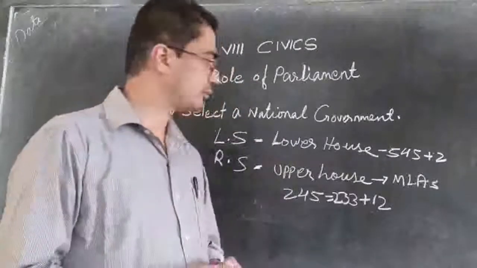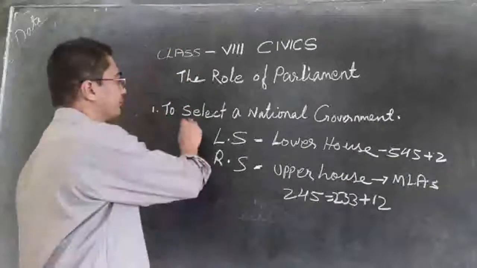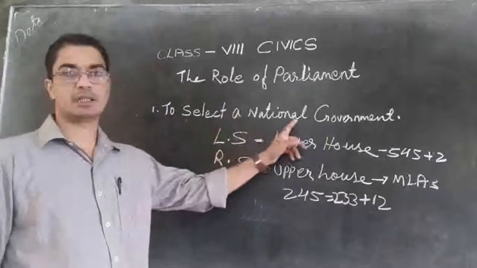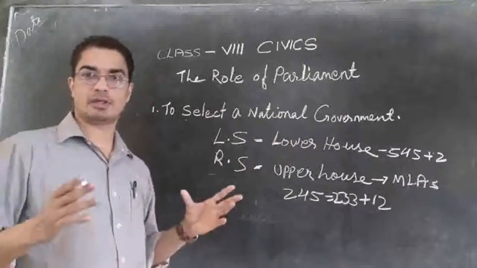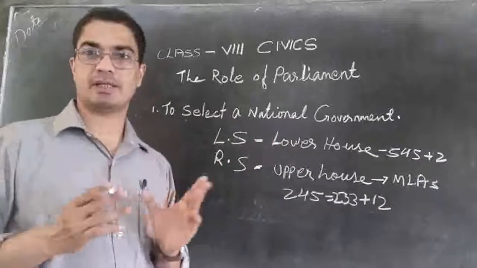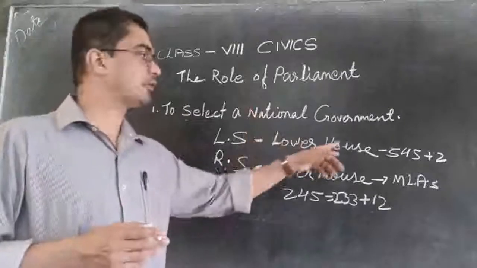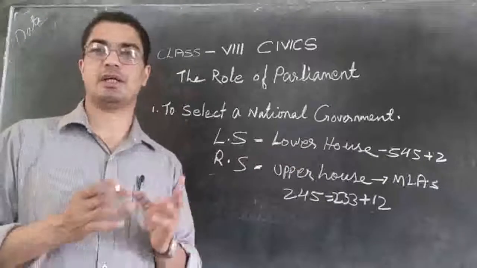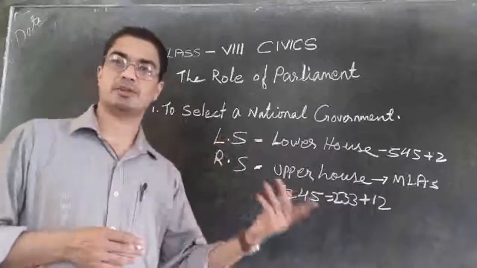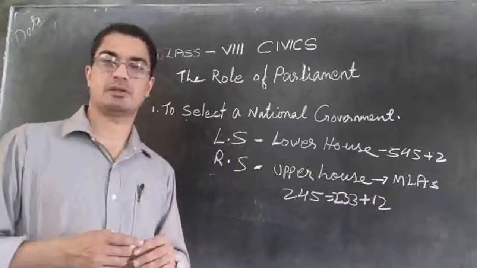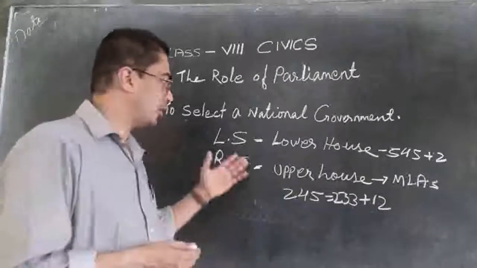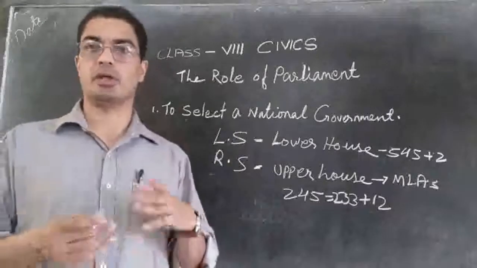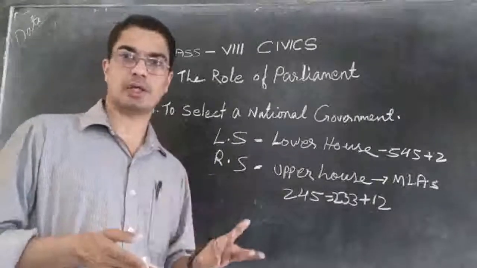So today we shall wind up with the first duty of the parliament, that is to elect a national government. All the MPs belonging to the same party will come together, they will elect a leader and that leader will become prime minister. Then opposition parties also will come together, they will elect a leader and that person will be the leader of the opposition. And if the bill is passed, bill means law, a new law is called a bill.